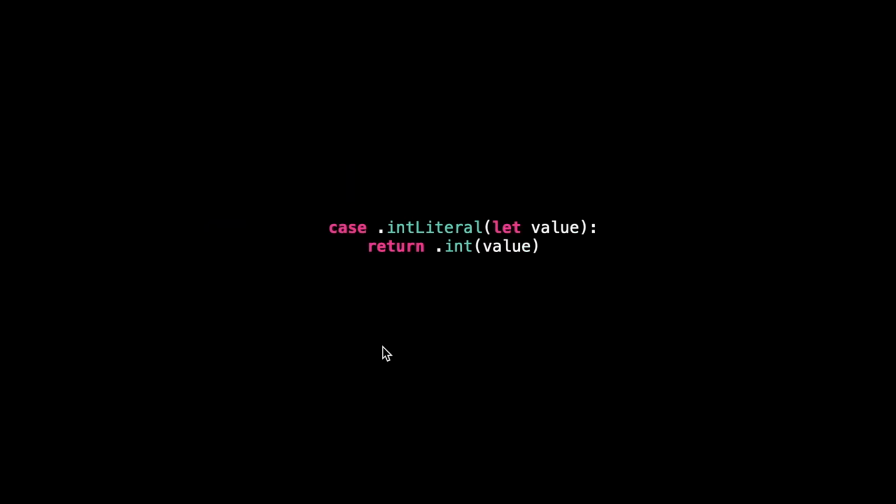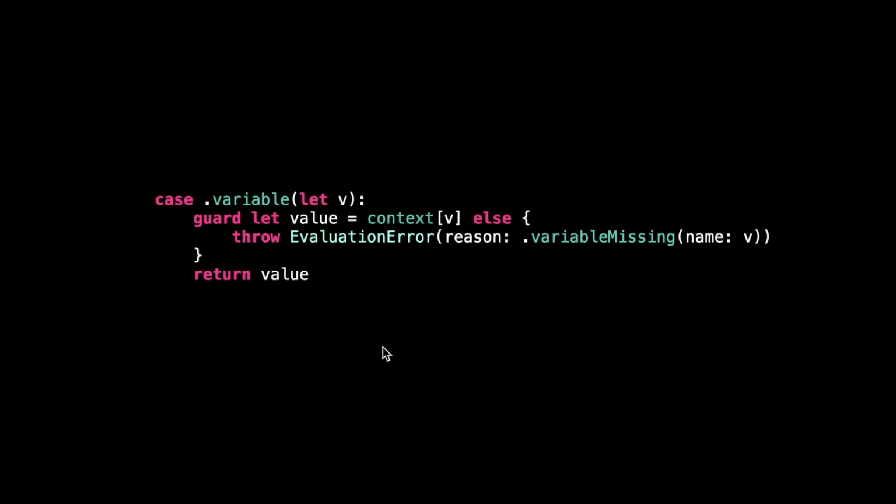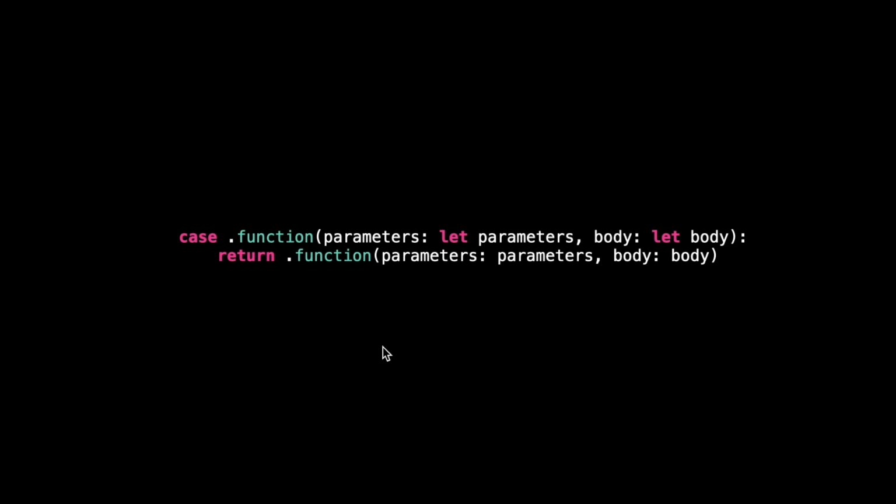So in case of an integer literal, we simply return that int. In case of a string literal, we simply return that string. When we see a variable, we look it up in the context and we expect it to be there. If it's not there, we throw an evaluation error. And this is an untyped language, so we don't really know whether a variable is going to be in the context when we start evaluating things. In a typed language, with a type checker, you might be able to remove this check. When we see a function, there's nothing we can do. We can only return a function value.